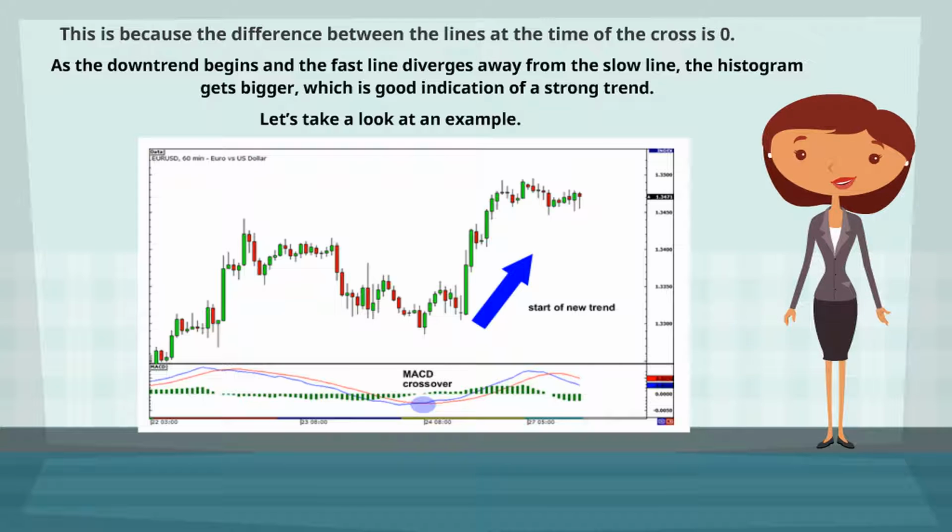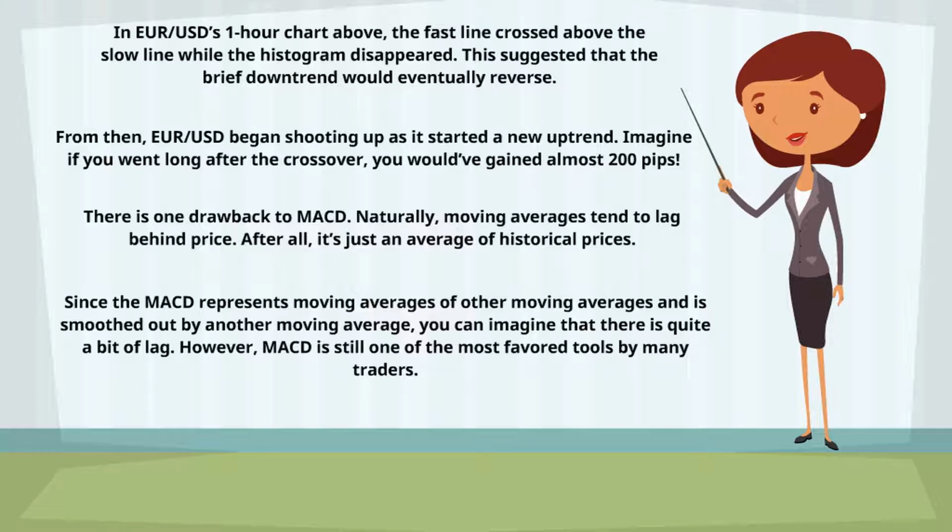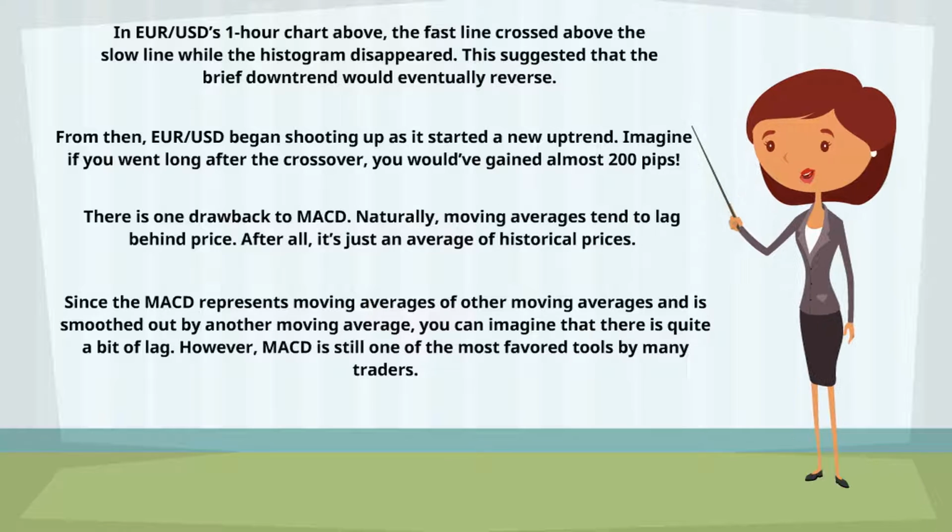Let's take a look at an example. In Euro-USD's 1-hour chart above, the fast line crossed above the slow line while the histogram disappeared. This suggested that the brief downtrend would eventually reverse. From then, Euro to US dollar began shooting up as it started a new uptrend. Imagine if you went long after the crossover, you would have gained almost 200 pips.